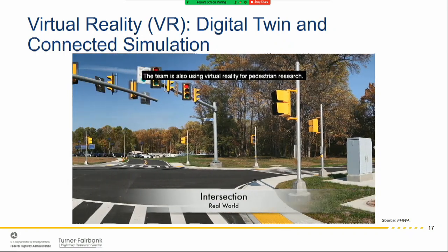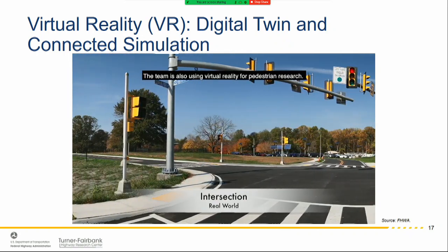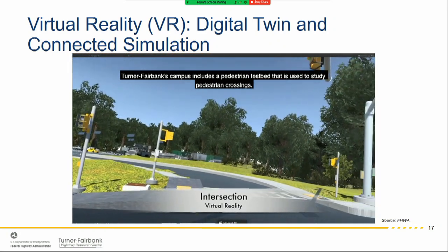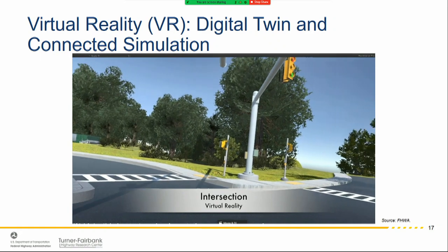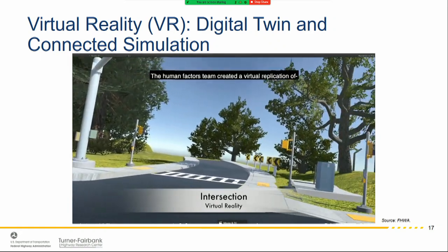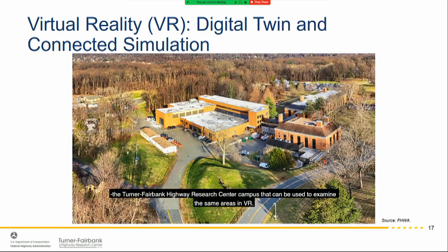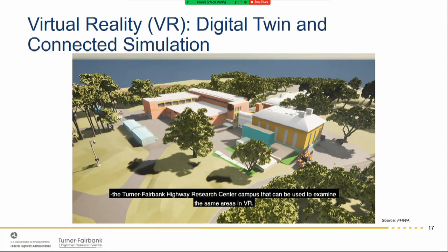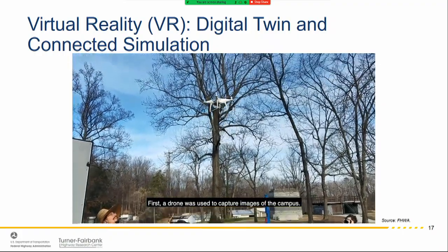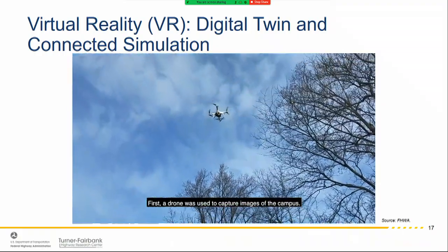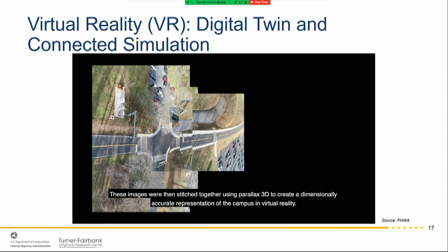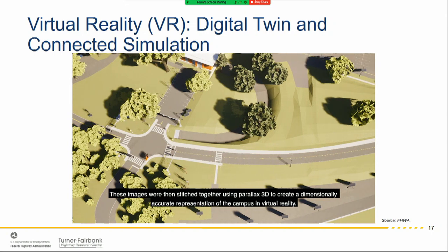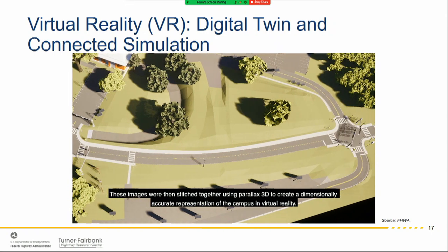The team is also using virtual reality for pedestrian research. Turner Fairbank's campus includes a pedestrian test bed that is used to study pedestrian crossings. The Human Factors team created a virtual replication of the Turner Fairbank Highway Research Center campus that can be used to examine the same areas in VR. First, a drone was used to capture images of the campus. These images were then stitched together using Parallax 3D to create a dimensionally accurate representation of the campus in virtual reality.